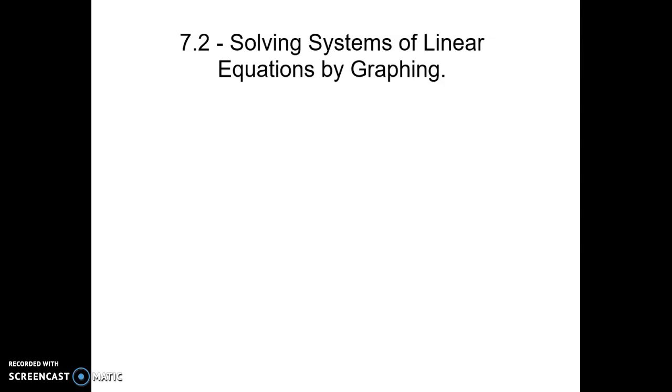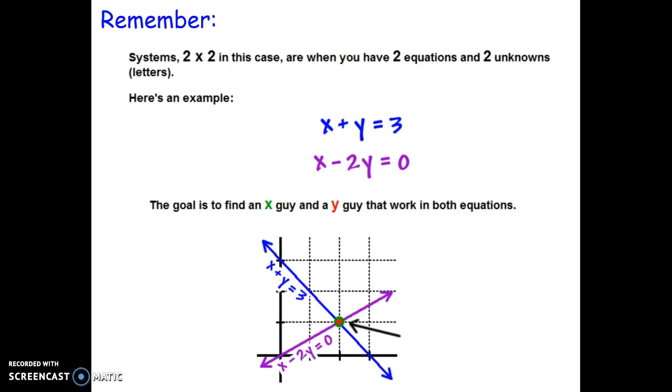We're going to move on to section 7.2, which is solving systems of linear equations by graphing. Just to remind you, a system of linear equations is a set of two equations that have two variables. We call that a 2x2 system because there are two equations and two variables. You could have more of each, but not in grade 10. We just do 2x2: two equations, two variables.